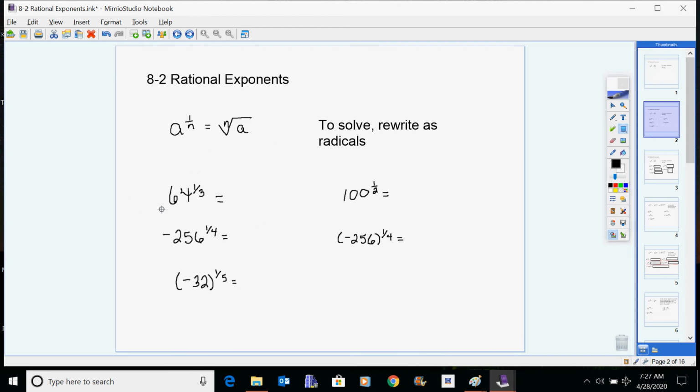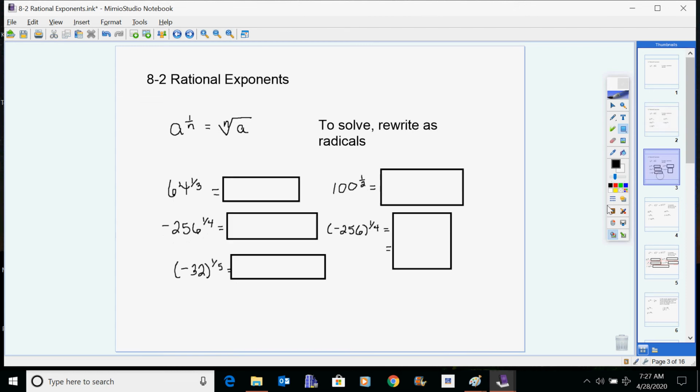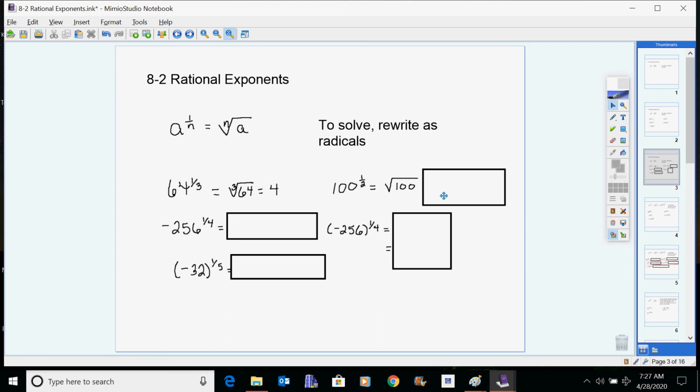So for example, if we have all of these that we're going to take a look at, we do step by step. Remember, this becomes the index of the radical, so the third root of 64. Third root of 64, 4 times 4 times 4, so is 4. 100 to the 1/2 power. When you put the 2 in as the index, it becomes a square root. Remember, it's the implied 2 that's the index here, so square root of 100.